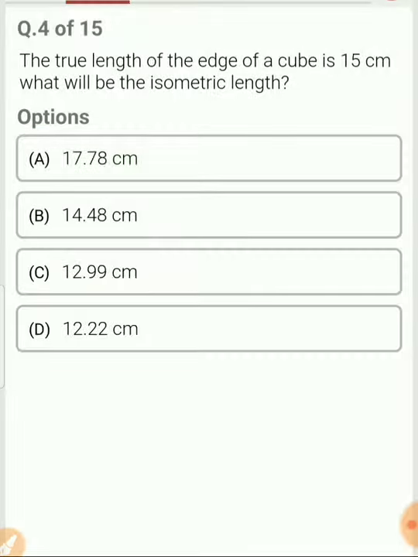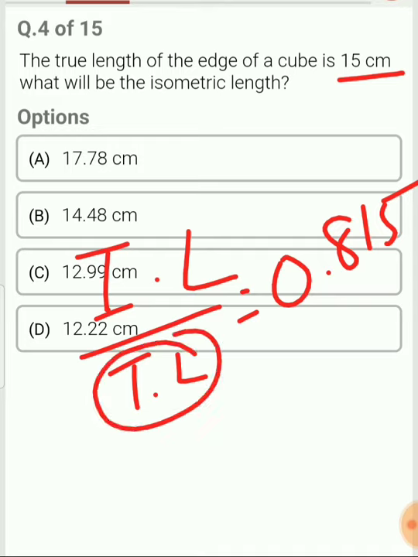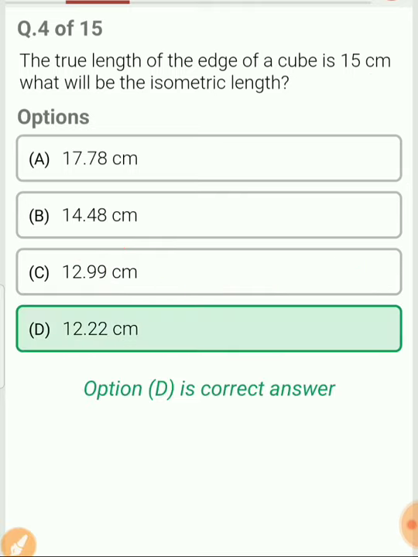Next question. The true length of the edge of the cube is 15 centimeter. What is the isometric length? In this case also we will use the same relation, that is isometric length upon true length is equal to 0.815. In this case the true length is given as 15 centimeter. So this true length is equal to 15 centimeter, which will go on the right hand side, and from that we will find out the isometric length. So the isometric length value will be 15 into 0.815, and that is equal to 12.22 centimeter.